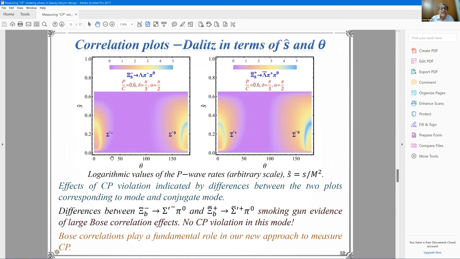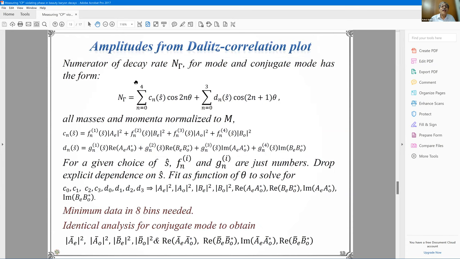The difference between the sigma prime minus and the sigma prime bar plus is a smoking gun evidence of large Bose correlations, because if I were not to take Bose correlations, then of course this is a pure P-wave mode, and there would be no difference between this and that. It is the Bose correlation that causes the CP violation and the difference between these two modes. Without Bose correlations, these two modes would look identical. Okay, so Bose correlations play a fundamental role in our new approach to measure CP phases.